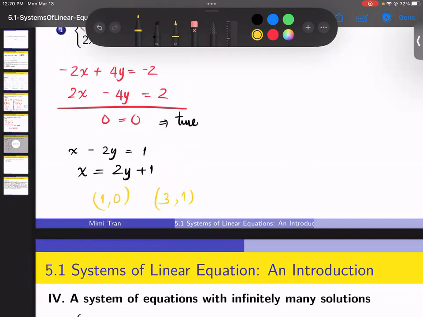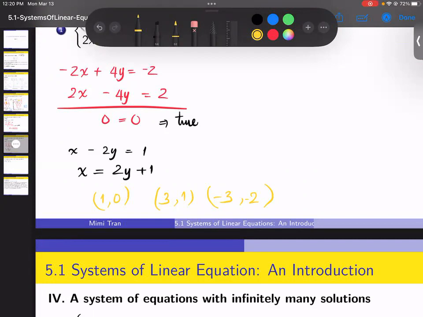You can pick another one, say negative 2. 2 times negative 2 is negative 4, plus 1 is negative 3. So x is negative 3 when y is negative 2. You can pick anything for y, then you have x, and that will be your solution. Those solutions in yellow are called particular solutions. Of course, there are infinitely many. Just give me a few.